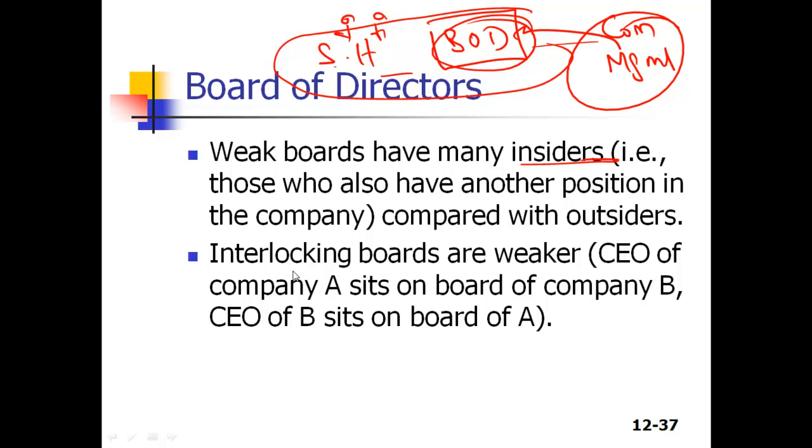You can also have a situation called interlocking boards. So they are also weak, where the CEO of A sits on the board of B and vice versa. Then you have a you scratch my back, I scratch your back scenario. I am on the board of the company where you are CEO, so I won't bother you. But I am the CEO of this other company where you are on the board, so you don't mess with me there. Is this conceivable?